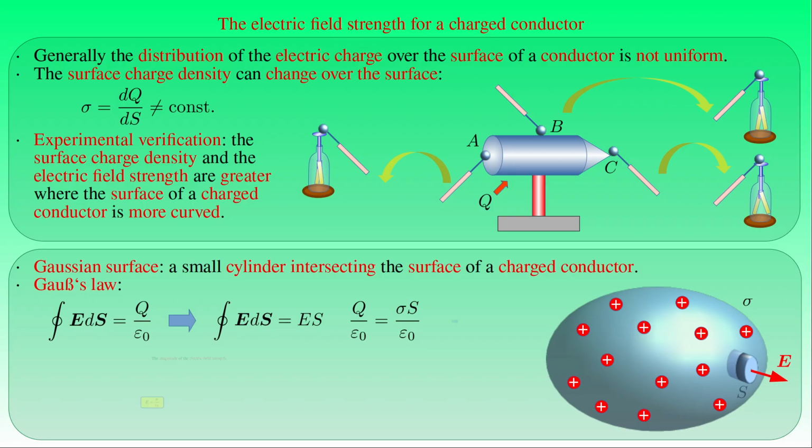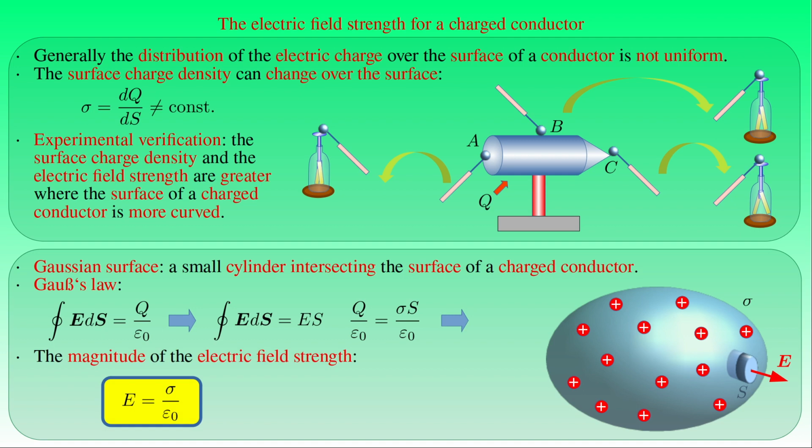Then the magnitude of the electric field E produced by the electric charge distributed over the surface of a conductor is equal to the ratio of the surface charge density sigma to the vacuum permittivity epsilon naught. If we compare this result with the one obtained for the electric field due to a uniformly charged infinite plane, we can see that the magnitude of electric field strength is 2 times less for the infinite plane than the one for the charged conductor. The explanation of this fact is simple.